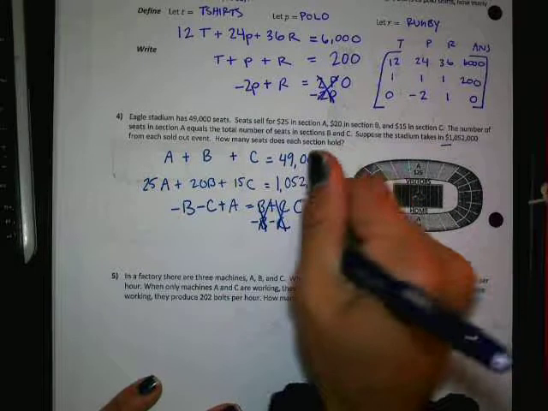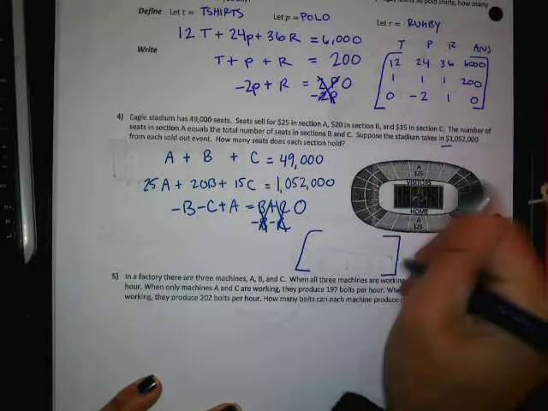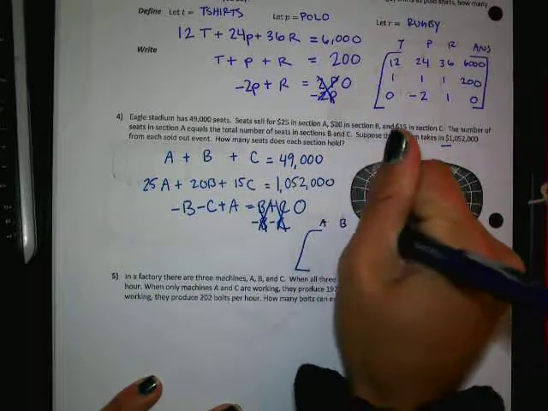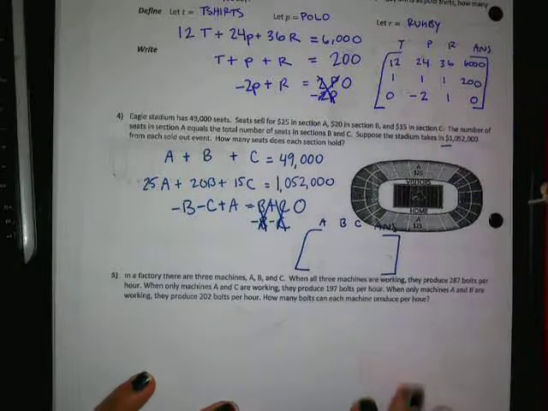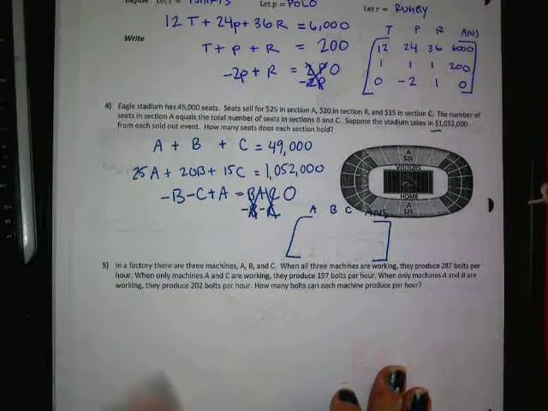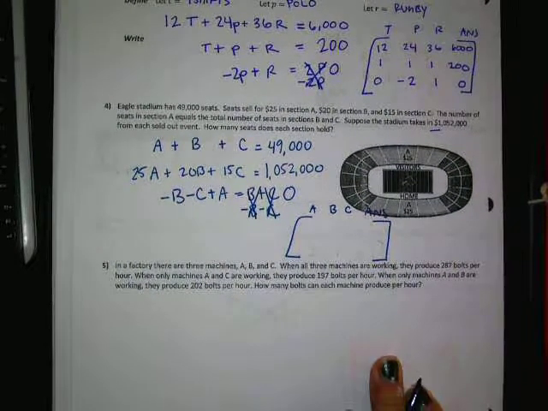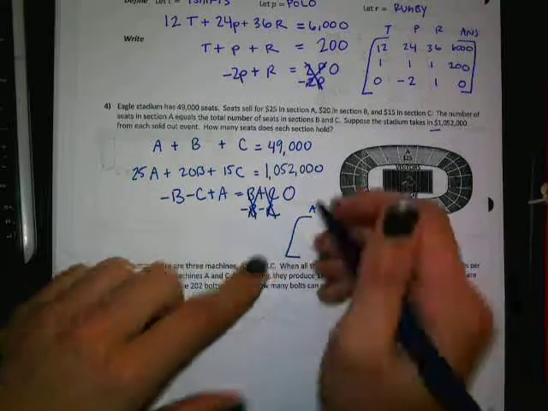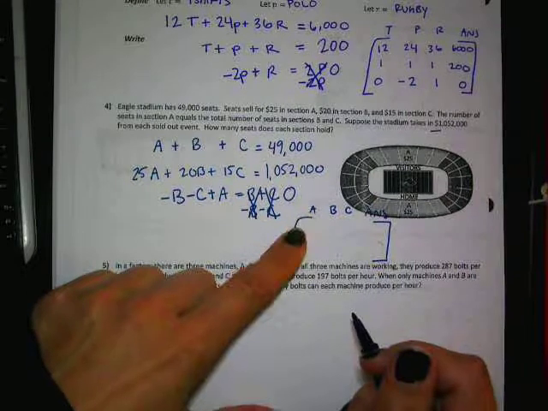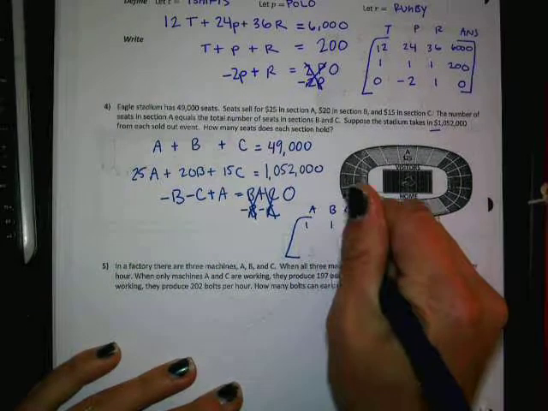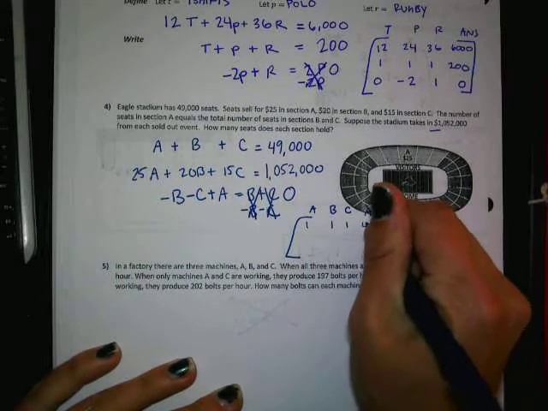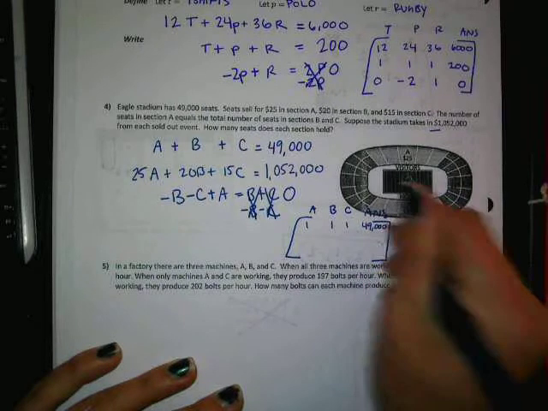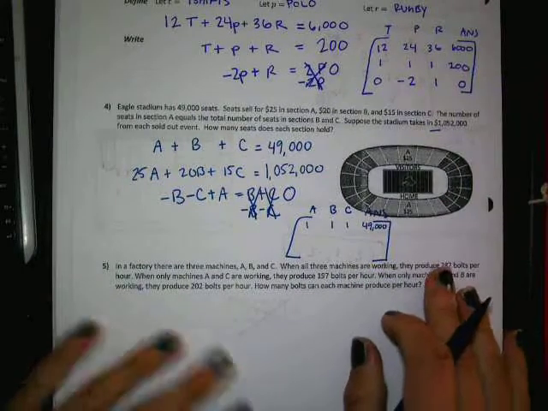All right, so now I'm going to write it as a matrix. I have my A column, my B column, my C column, and my answer column. Anybody want to help me with the first row? 1, 1, 1, 49,000. That's okay if you did it the other way.